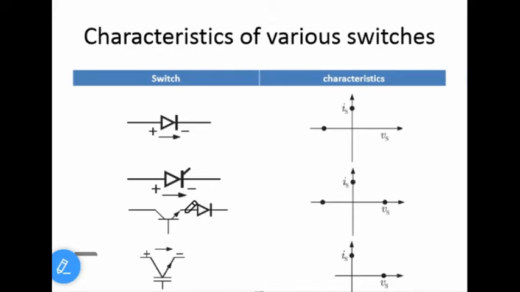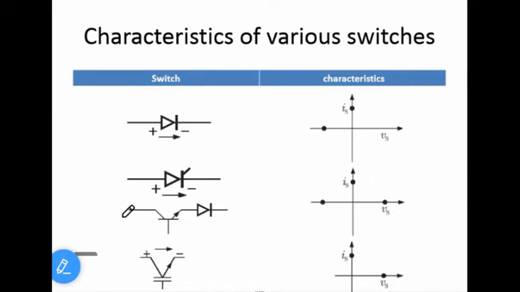Now see the diode, it will accept current only in one direction. What happens if I give a negative voltage? If I give a negative voltage, this diode will block that voltage. Diode will be turned off. Since the diode is turned off, you will be getting zero current, and therefore whatever negative voltage you are applying will appear across the switch. Therefore, we will be getting the operating point on the negative x-axis.